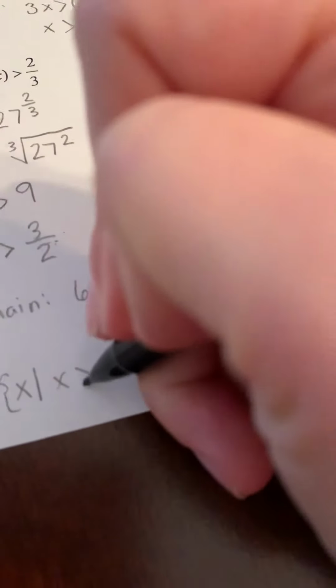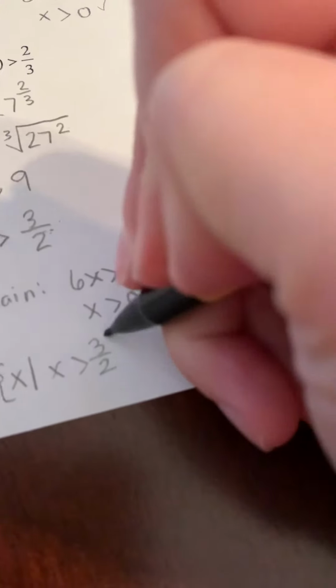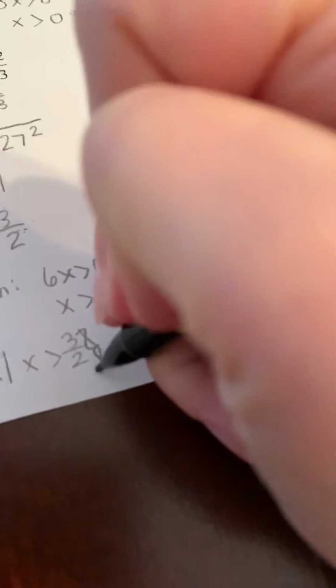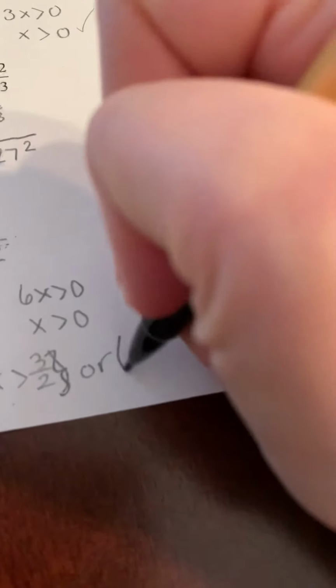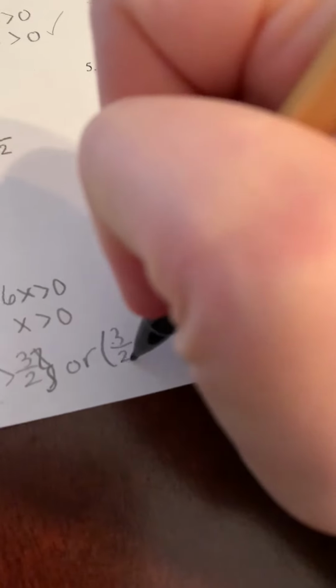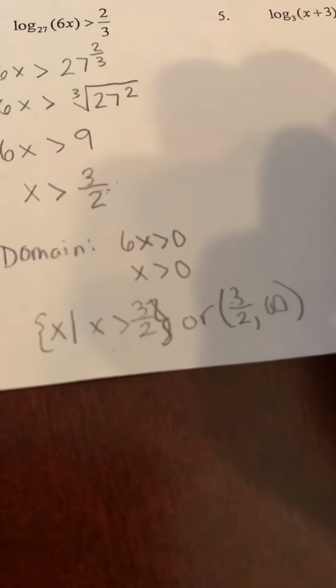So in set notation, x such that x is greater than 3/2. Or, again, sorry, with one hand, it's hard to write. 3/2 to positive infinity. And there's your answer.